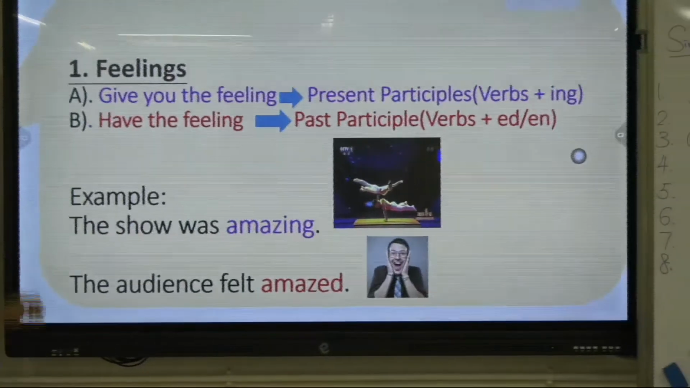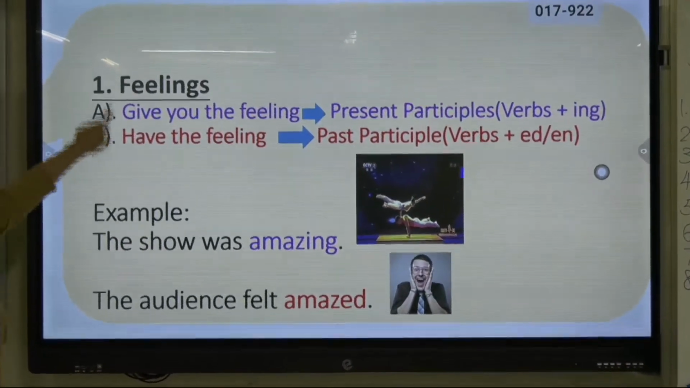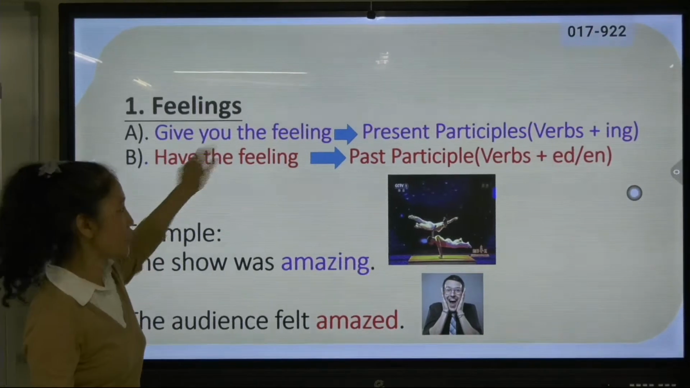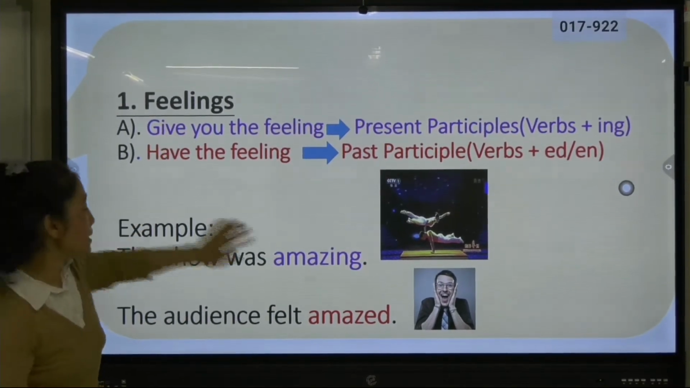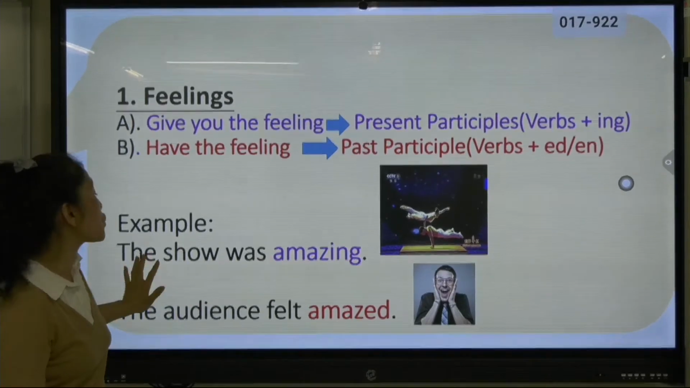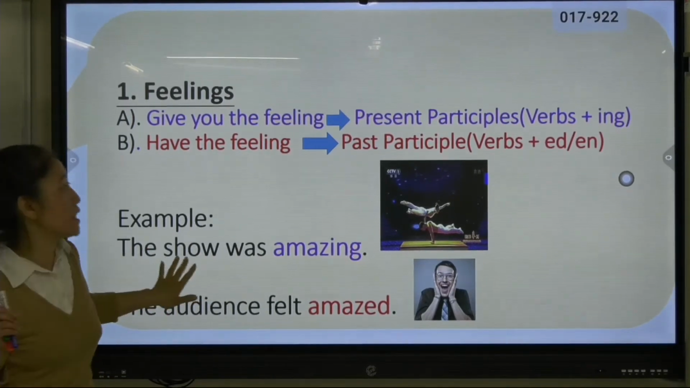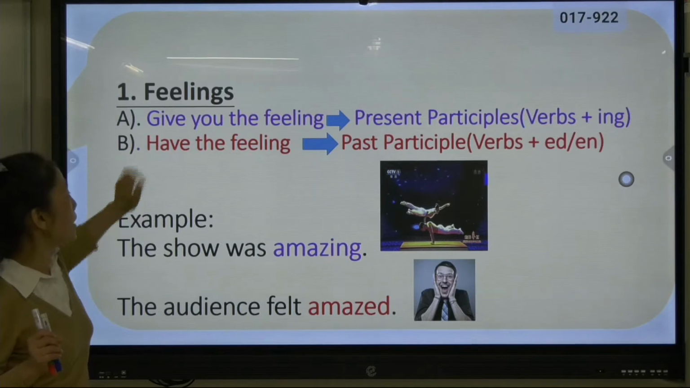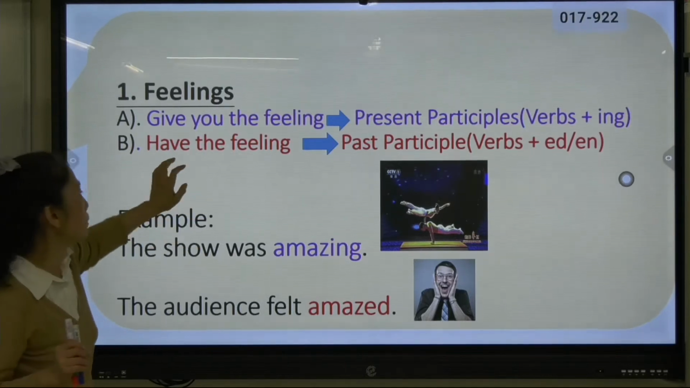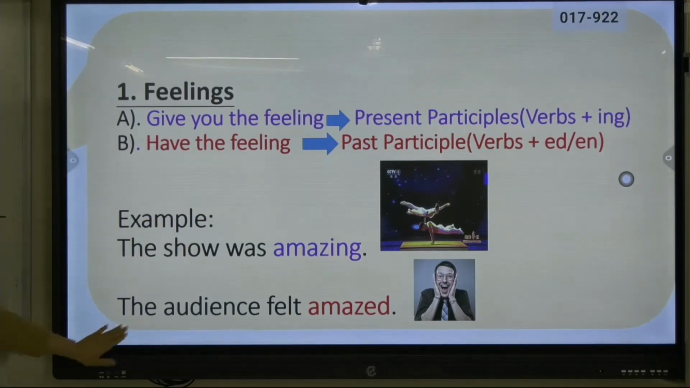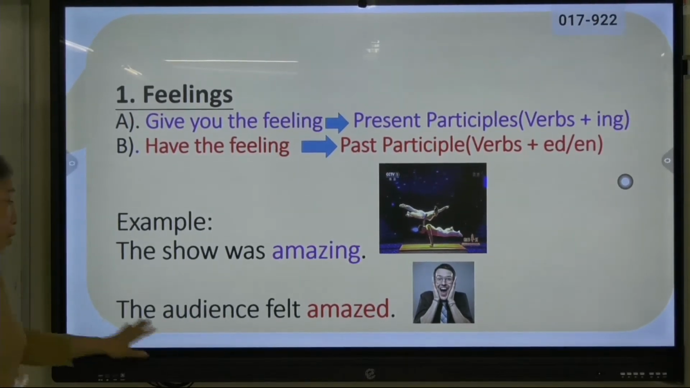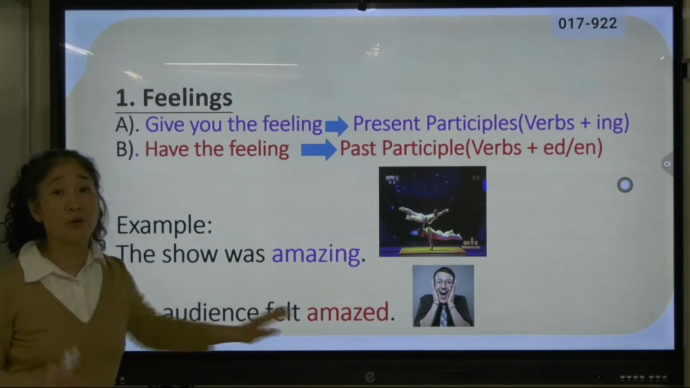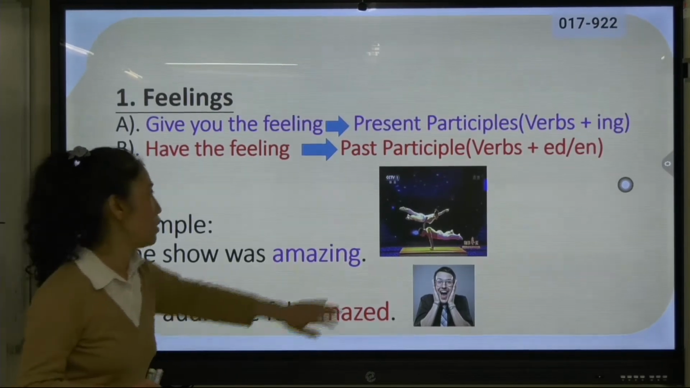So look here. Use present participle, ing, okay? That is, these things give you the feeling. The show gives you the feeling, amazing. And B, when you use past participle, you have the feeling. Let's look at the example. The audience, that means the ones watching the movie or the performance, felt amazed. You have the feeling amazed, okay?